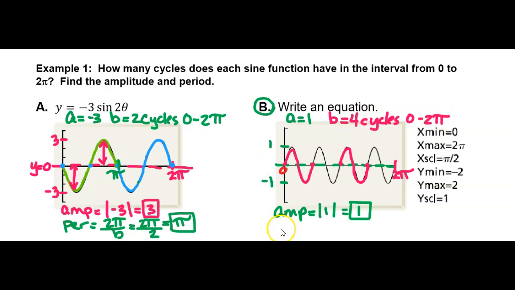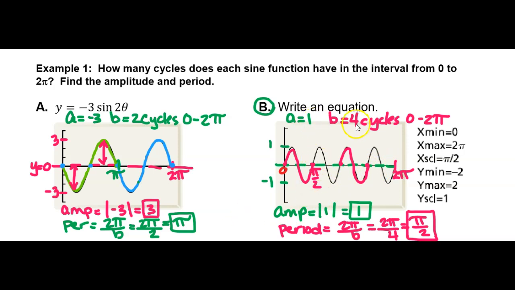Now that we know our b value, pause the video and write down what you think the period is. So we should be doing 2 pi divided by 4, because our b value is 4. So 2/4 is going to reduce to a half a pi. So our period is half pi. So I can get a full cycle of sine in by a half a pi. I can get another cycle in by a whole pi. And then I can get another one by 1.5 pi, and then a fourth one in between 1.5 pi and 2 pi.